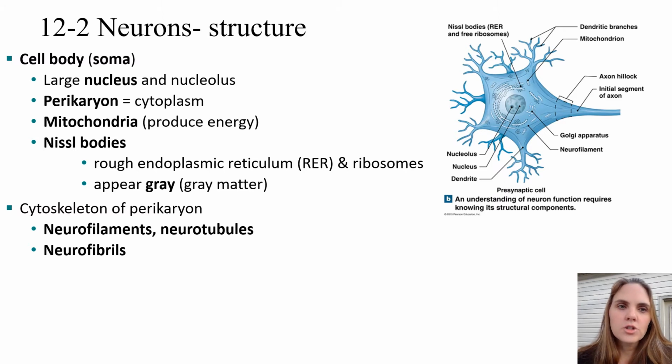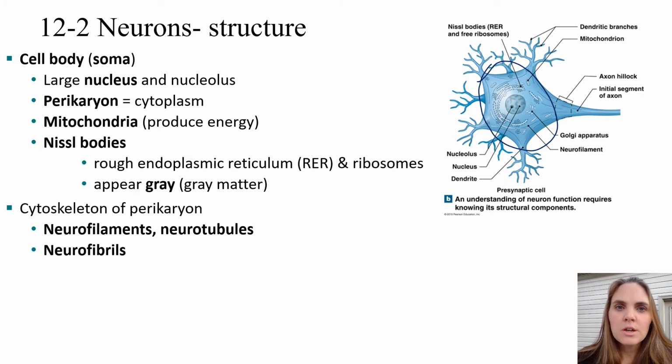When we look at the structure of the neuron, we have the cell body or soma, and then within the cell body, we have a large nucleus and nucleolus. So this is our cell body. We have a large nucleus and nucleolus. The cytoplasm within the cell body is called the perikaryon.